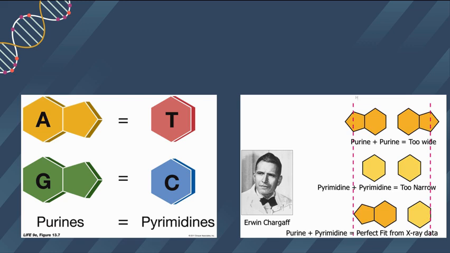Now let's take a look at the image on our right. We see that if two purines were combined with each other, they would create a molecule that's too wide. Two pyrimidines combining together with each other would create a strand that is too narrow or too small, but a purine and a pyrimidine combining with each other makes the perfect fit.